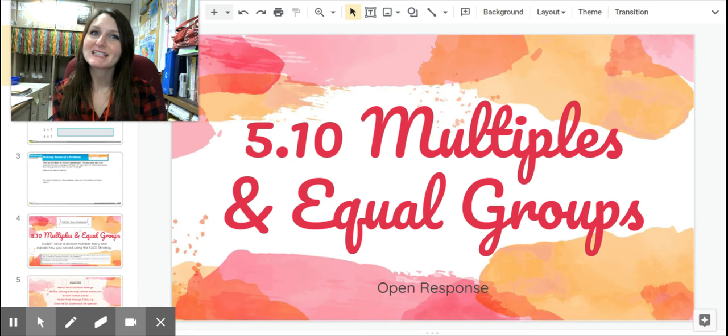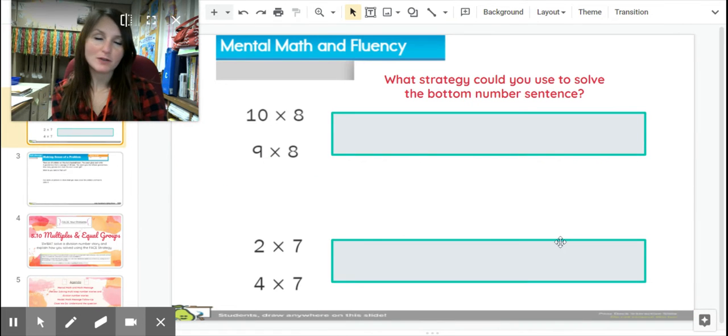Hi, boys and girls. All right, today we're going to be looking at 5.10, but today we're actually going to be doing the 5.10 that is in our book. We're doing multiples and equal groups. So as always, we always start with our mental math.